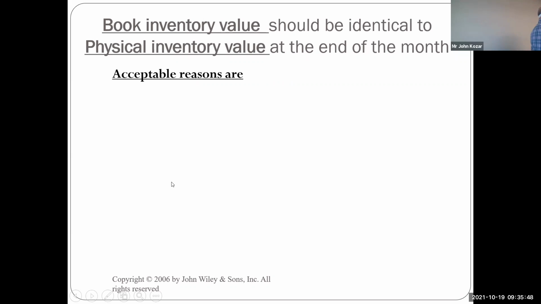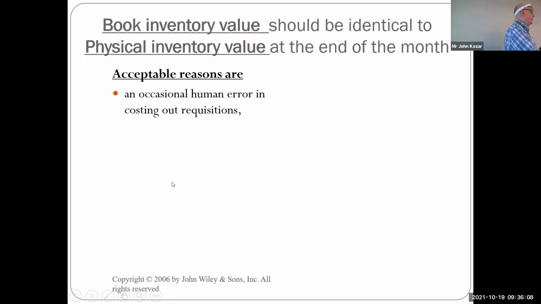If they are not identical, there are some reasons that are very bad, and there are some reasons that are okay. So, acceptable reasons for them to be different. Somebody makes an error in the math, either calculating a dollar amount or counting the physical inventory. This happens quite a bit, where you would have to go back, double check the physical inventory and go, oh, look, there's a whole other case that we didn't count. You can correct that.